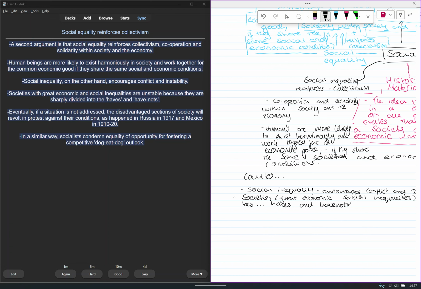What you've done here is you've given your counterpoint and you've given evidence for it, and now you need to explain: point, evidence, explanation, and you need to link back to the question. The evidence for this is that eventually, if situations are not addressed, the disadvantaged sections of society will revolt in protest against their conditions.